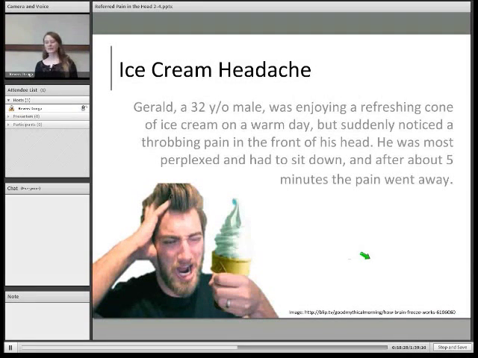Okay, so I'm just going to quickly run through a few clinical cases associated with referred pain. We're going to start off with the ice cream headache. Gerald, he's a 32-year-old man who was just enjoying some ice cream and then developed a throbbing pain in the front of his head. He was quite confused why that pain occurred, and it did go away after a few minutes.